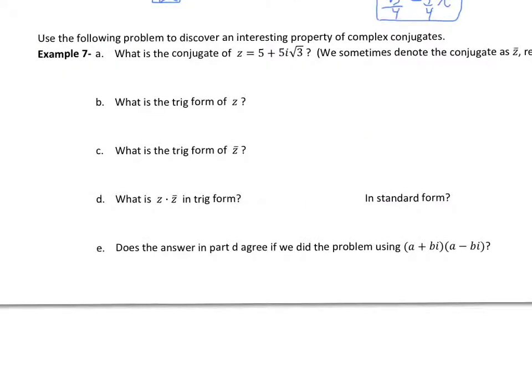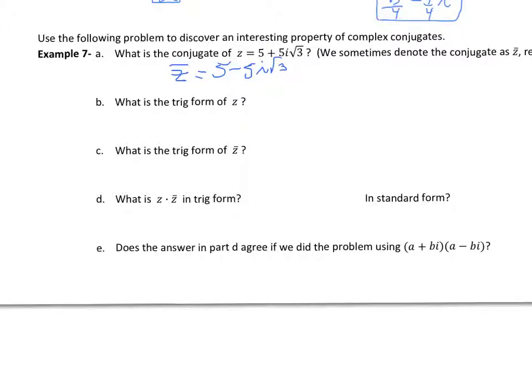All right, so what would the conjugate of 5 plus 5i root 3 be? And the conjugate, again, is sometimes denoted with a bar, and we read that as z bar. So what's the conjugate of 5 plus 5i root 3? 5 minus 5i root 3, right? If we were doing the normal type conjugates, okay?